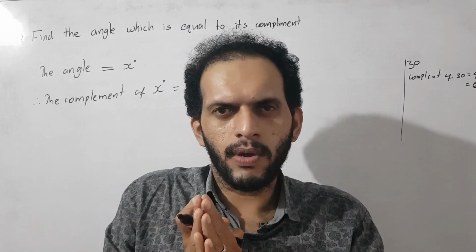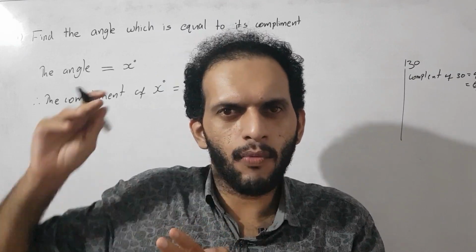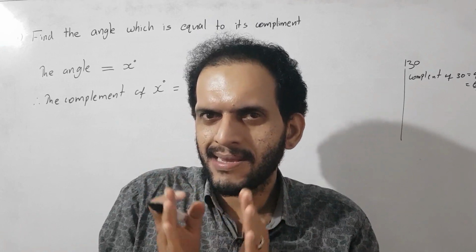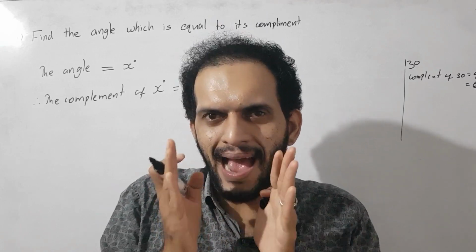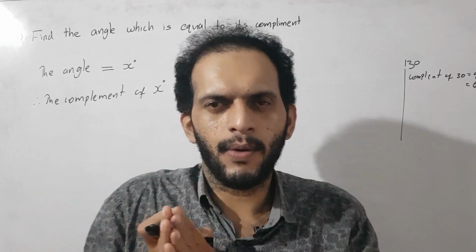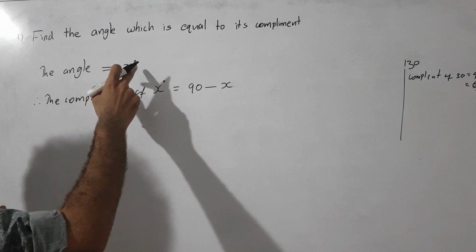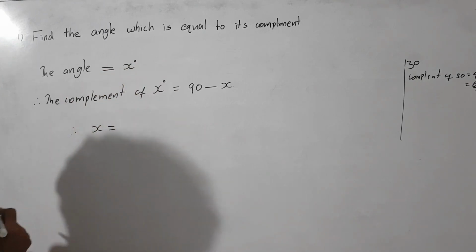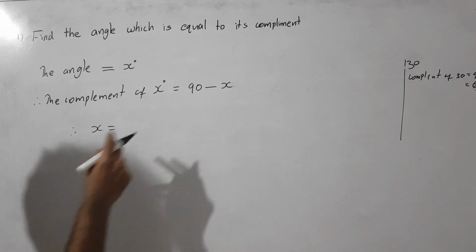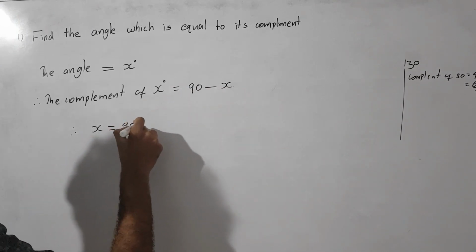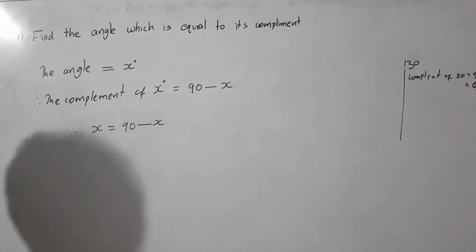So here we want to find the angle measurement, that means the value of x. For that, what is the condition given? The condition is that the angle is equal to the complement of that angle. The angle is x, therefore x is equal to the complement of that, which is 90 minus x. So x is equal to 90 minus x.